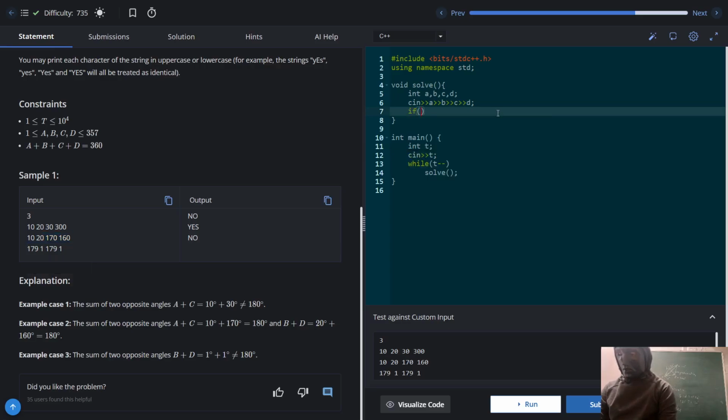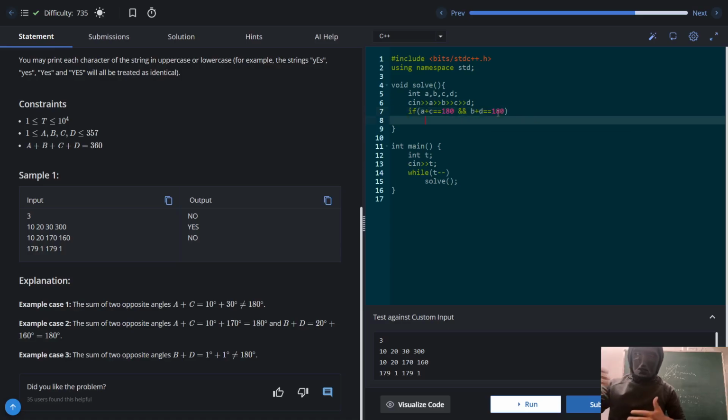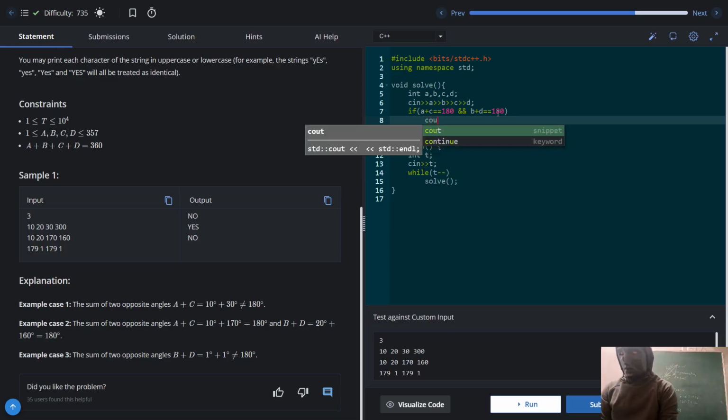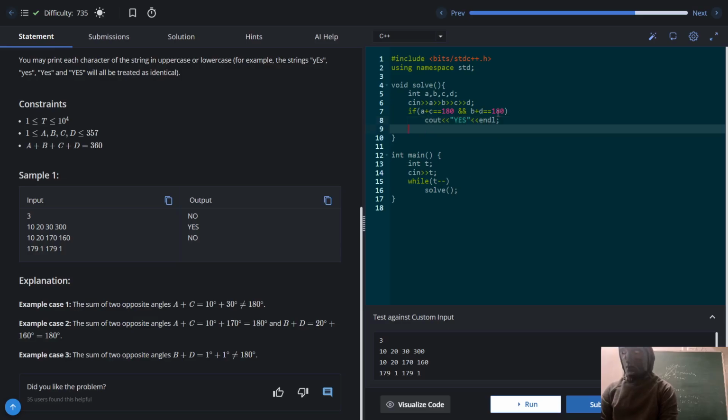Now we'll have to check if a plus c is equal to 180 degrees and b plus d is equal to 180 degrees. Only if the sums of both pairs of opposite angles are 180 degrees will you print yes, else you will print no.